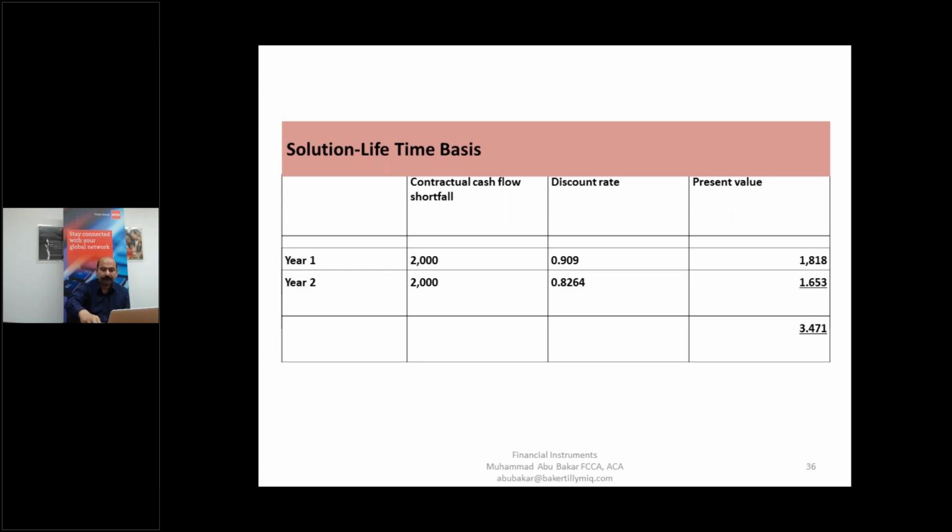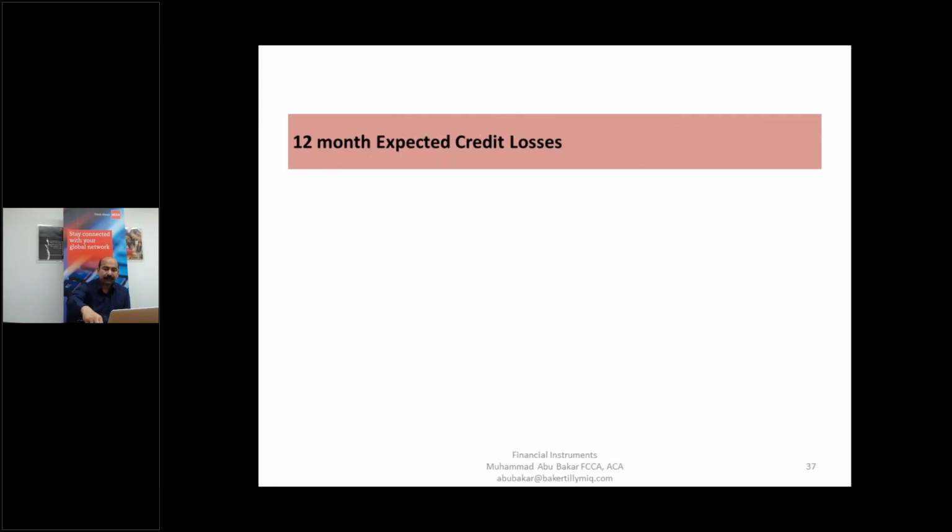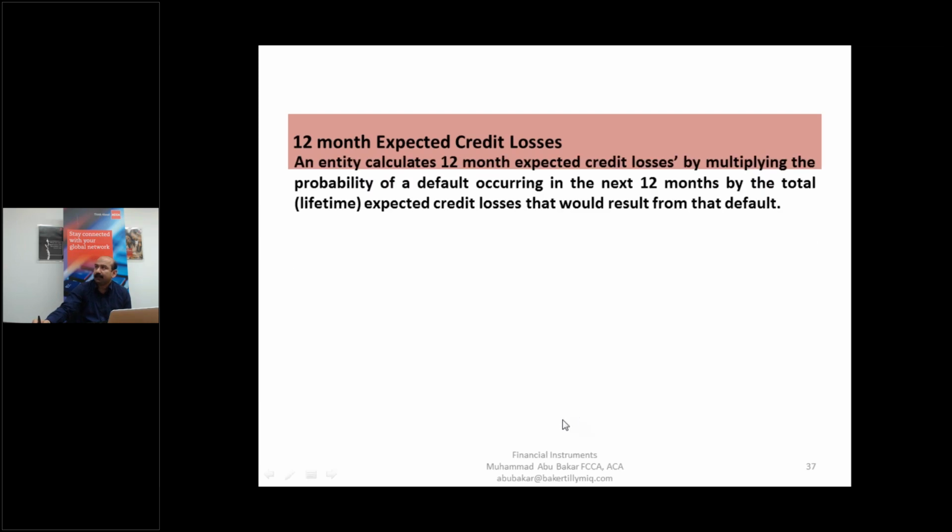Okay, now the next concept is 12 months expected credit losses. An entity calculates 12 months expected credit losses by multiplying the probability of a default occurring in the next 12 months by the total lifetime expected credit losses that would result from that default. So this is 12 months expected credit losses.